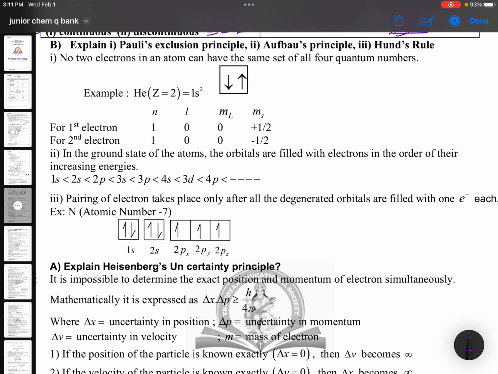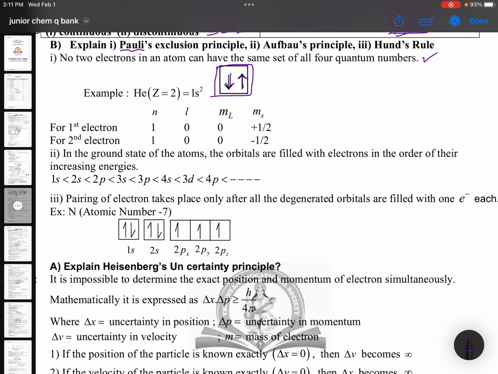Pauli's exclusion principle, Aufbau's principle, and Hund's rule. Pauli's principle says, if it is an orbital, in this maximum 2 electrons will be there with opposite spins. How to write this? Statements must be as it is. No 2 electrons in an atom can have the same set of all 4 quantum numbers.